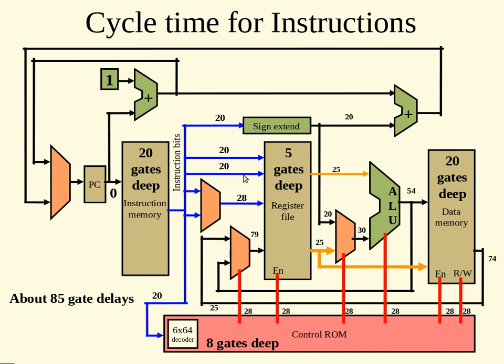Now you can go through here and look at all the other different components happening. Most of them, or a lot of them, are in parallel. For example, it does take 28 gate delays before the control ROM can give the proper inputs to each of these muxes. So there is some delay there. But if we calculate it out, we said that this is about 85 gate delays.